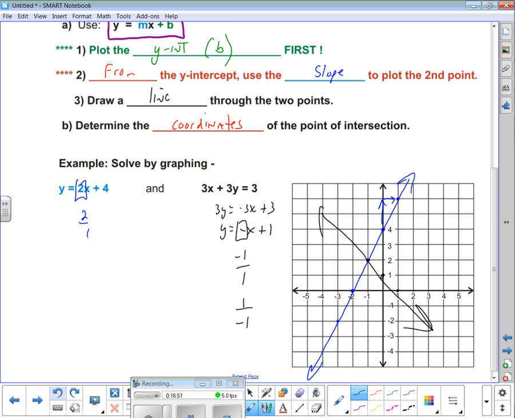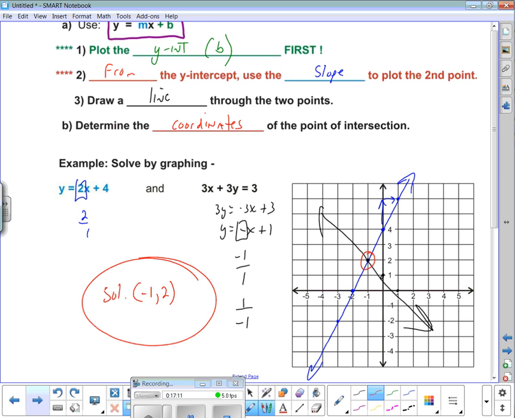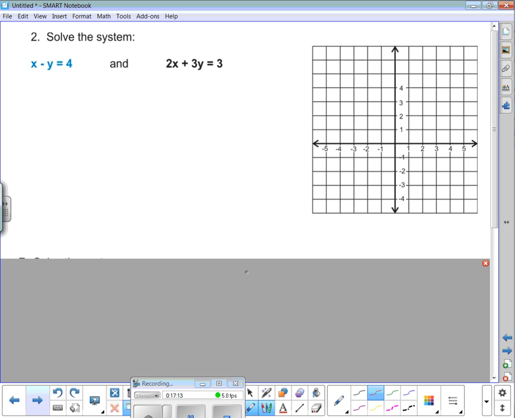Not a pretty line there, but that's what happens when you do it graphically. And don't neglect to finish off your solution as that point of intersection with coordinates what? Negative 1, 2. And that's the solution to this system of equations. All right? Couple more examples. So here's another one. Again, if you want to pause the video, go ahead and try it on your own. If not, I'm just going to roll on.